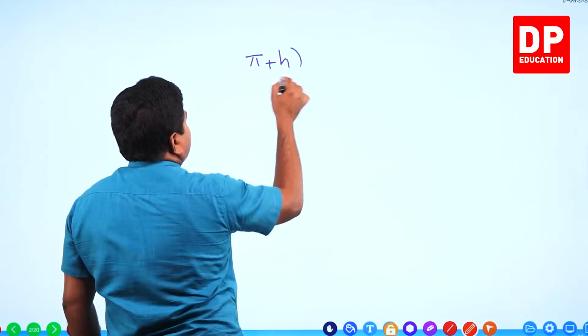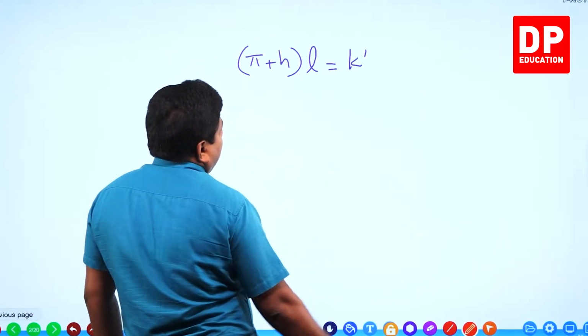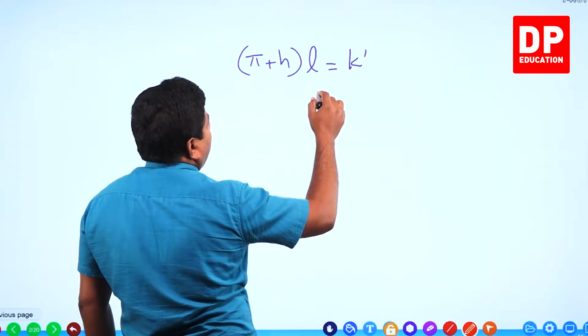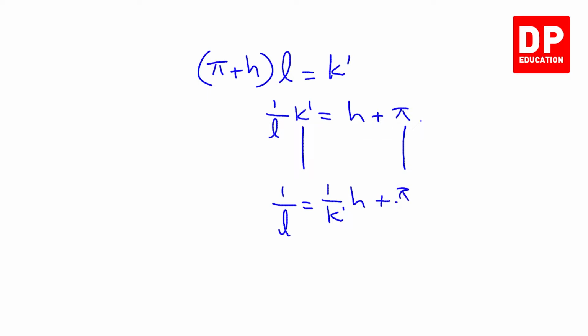(P + H) × L is a constant. So we will rearrange this. You can see, let's take L to the other side. So you get 1 over L times K dash will be H plus P. You know K dash is a constant, P is a constant. So let me rearrange further. 1 over L equals, let's take this K dash down, 1 over K dash times H plus P by K dash.